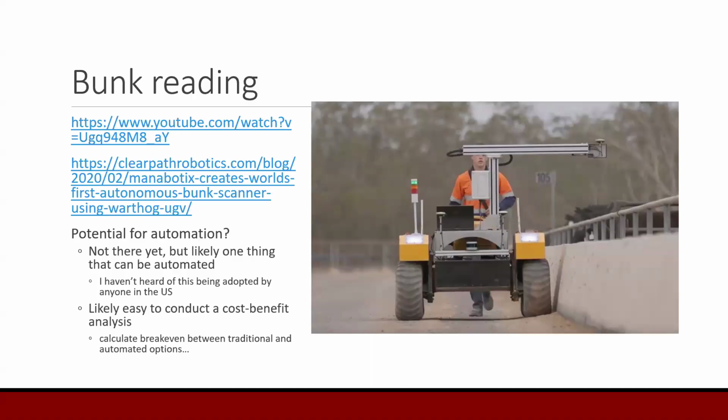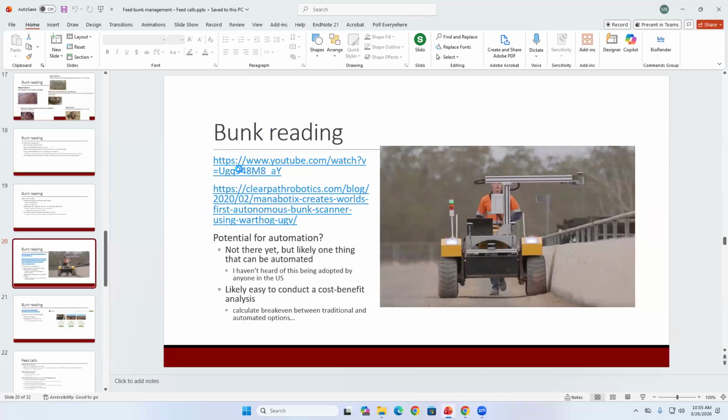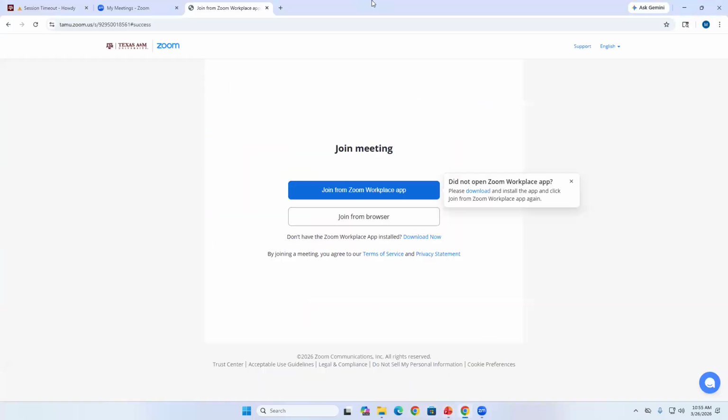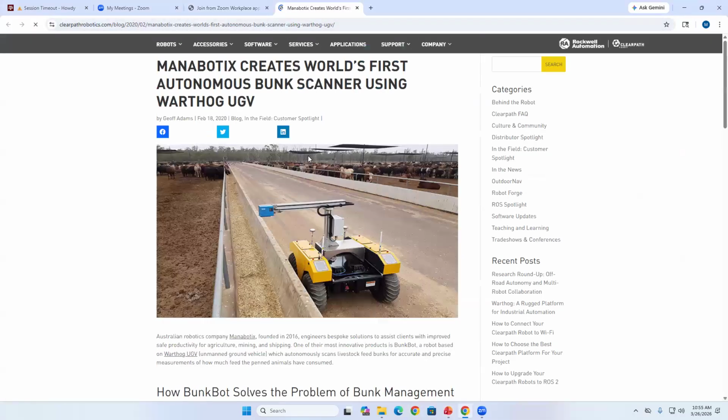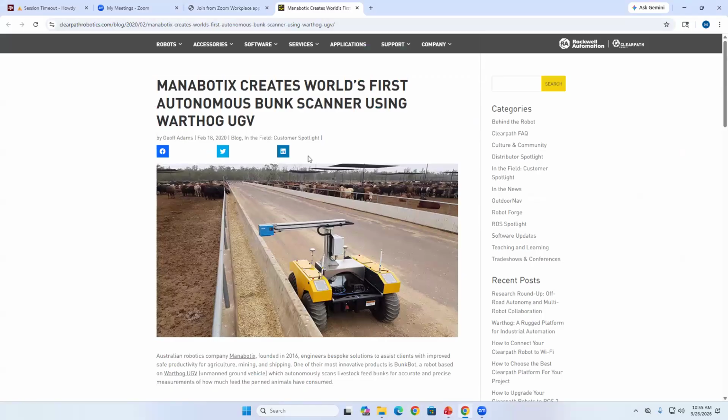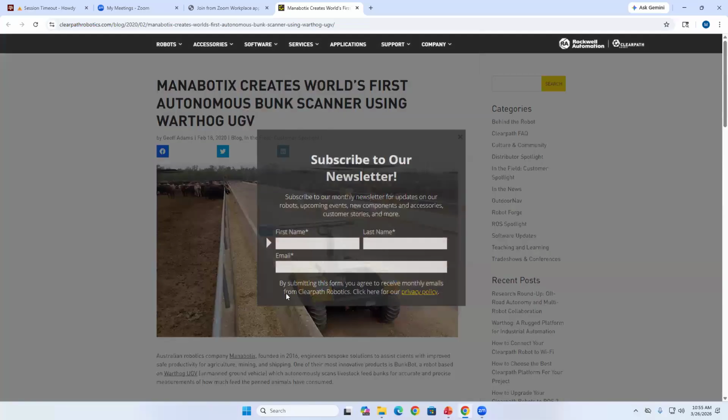Okay. Bunk reading. So this is a subjective scoring thing. With the advancements of technology, there's a high potential to have some automation. Okay. So let's look at this. So these are robots that will go around, with cameras using computer vision and AI to actually assign these bunk scores. Okay. So here's an example. I think this is out of Australia, but it's an automated robot.